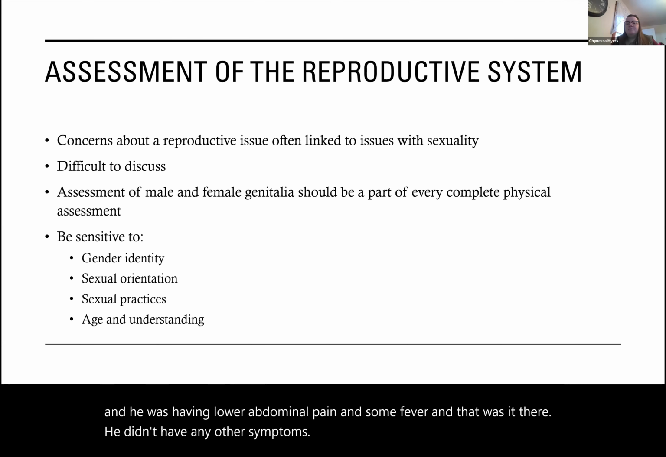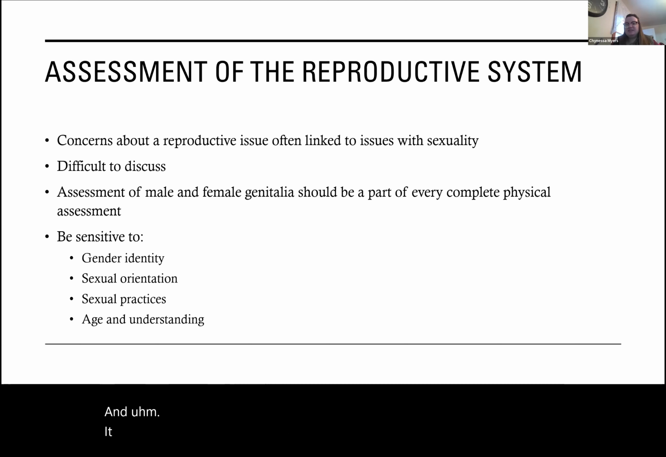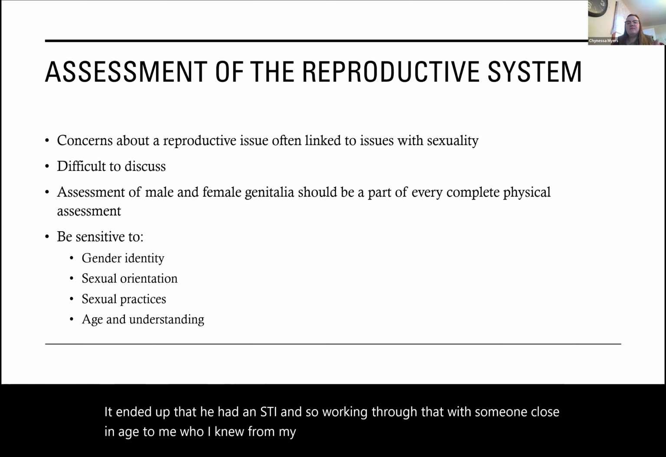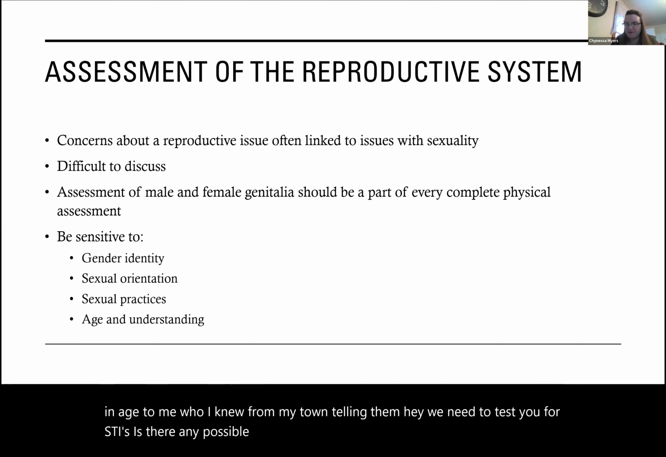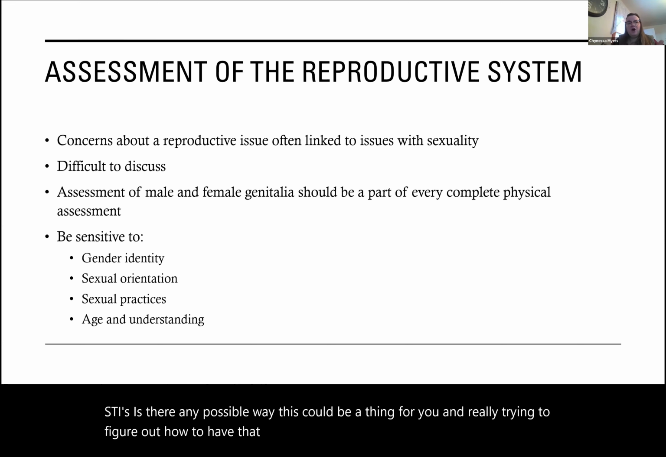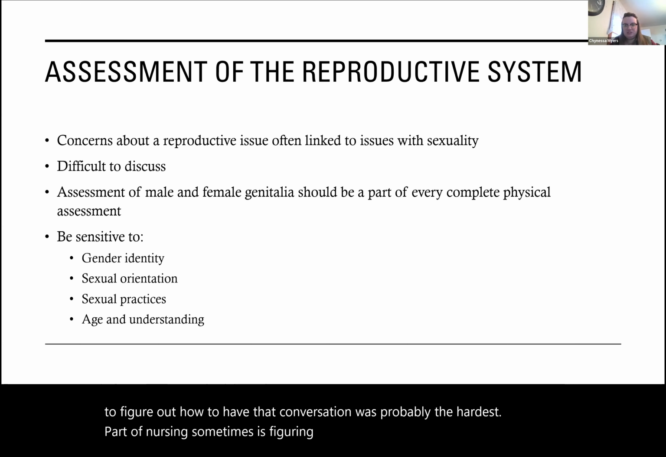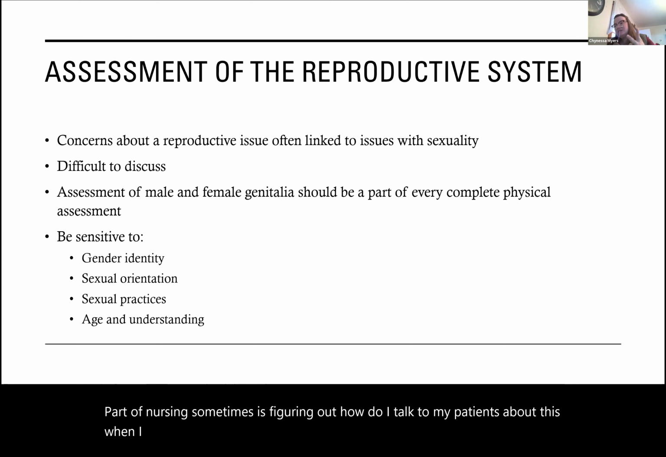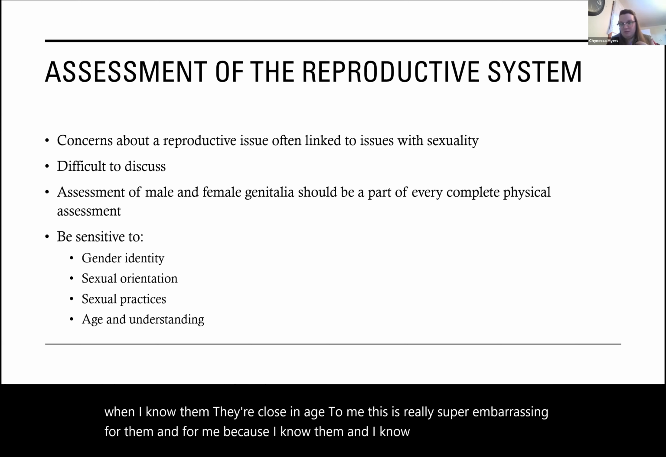And it ended up that he had an STI. Working through that with someone close in age to me who I knew from my town, telling them, hey, we're gonna need to test you for STIs. Is there any possible way this could be a thing for you? Really trying to figure out how to have that conversation was probably the hardest part of nursing sometimes, figuring out how do I talk to my patients about this when I know them, they're close in age to me. This is really super embarrassing for them and for me because I know them and I know their family and their parents and their mom's in the room.